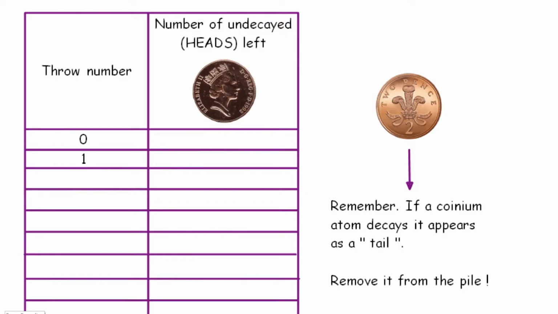Here's your table. After throw number 0, obviously the number of undecayed coins was 50. So we just write that in the table, 50 coins. 29 decayed after the first throw. That means we have 21 undecayed coins remaining. So we're going to do the same now for 2, 3, 4, 5 until we run out of coins.